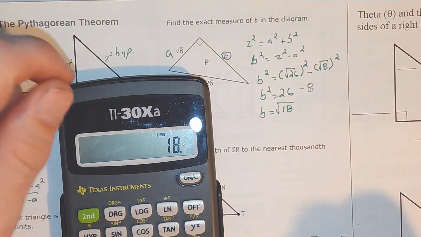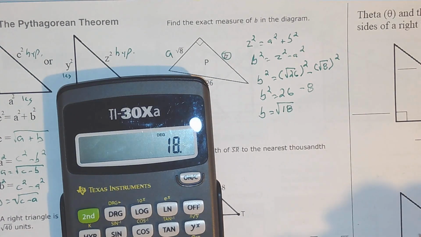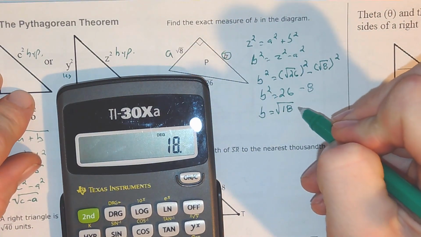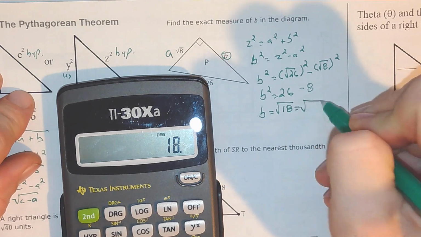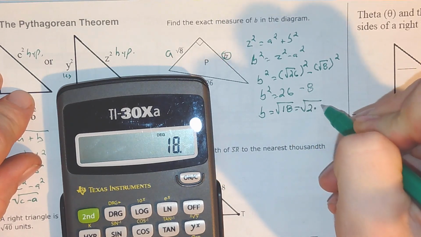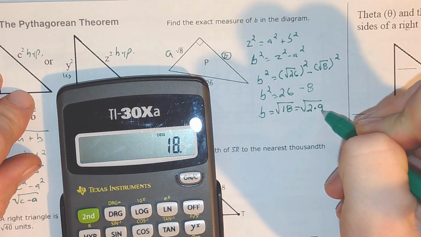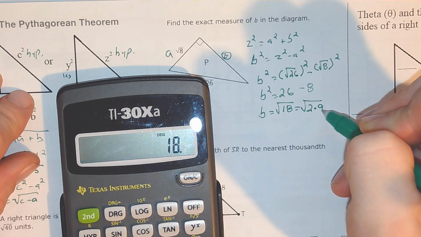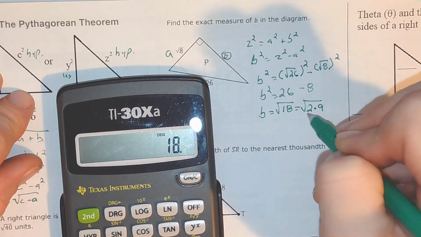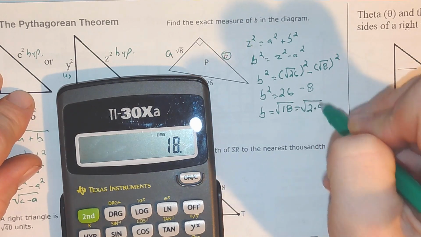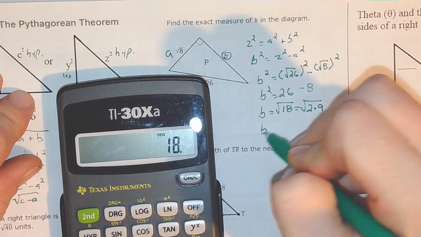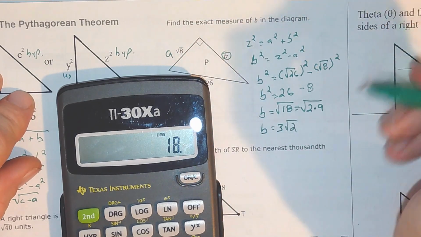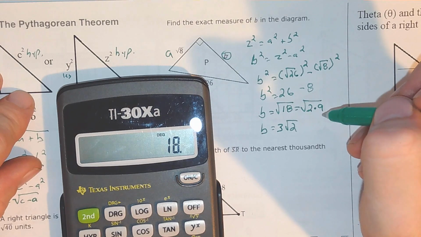Well, can I break down the square root of 18 at all? Are there any perfect squares inside of 18? Well, there are. This is the square root of 2 times 9. Right? 9's a perfect square. It has a 3 times 3. That's a square root of 3 in there. So I can extract 3 from this. So B equals 3 times the square root of 2. Right? So there we go.